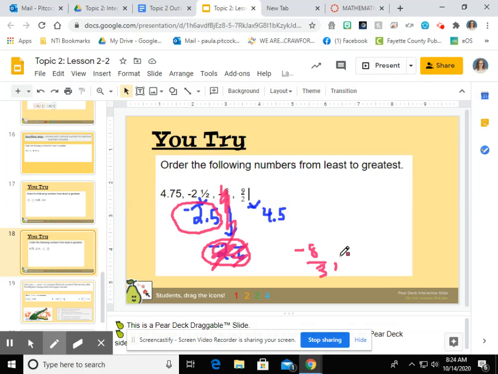-2.5 has to come next because negatives will always be smaller than positives. And then it leaves me with my two positives. You have essentially $4.50 and $4.75. You want to know which one's smaller? Well, $4.50 is smaller, so 9/2 comes next. And then the biggest is going to be 4.75. So if you got that right, big pat on the back because it's challenging. It is definitely challenging.